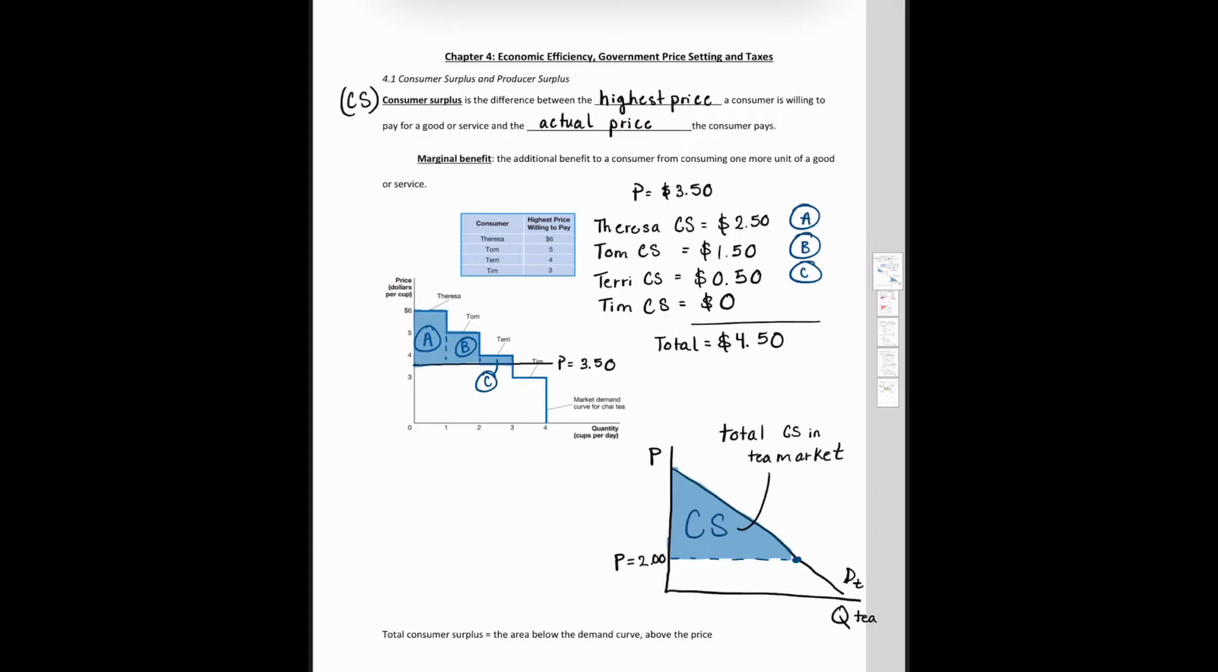Hello everyone, in this video we'll be covering Chapter 4, Economic Efficiency, Government Price Setting, and Taxes. We'll be spending the majority of our time in this chapter talking about consumer and producer surplus and how government intervention in the market through price floors and ceilings impacts consumer and producer surplus respectively. We'll also briefly talk about the economic effect of taxes, but that won't be heavily tested. So if you do struggle understanding that concept, I wouldn't worry too much about it.